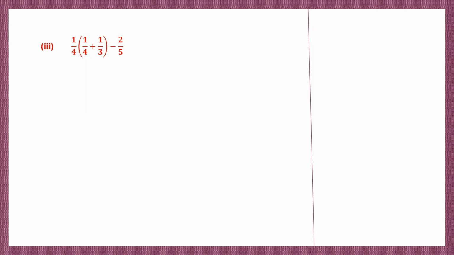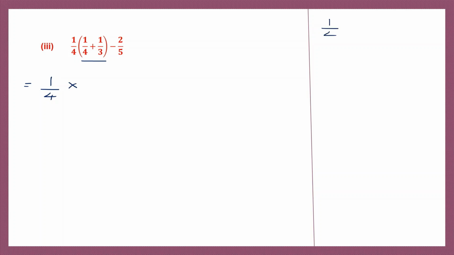Question 3. 1 by 4. Now, if there is no sign before the brackets, it's understood that it is multiplication. So 1 by 4 into, within brackets we have 1 by 4 plus 1 by 3 minus 2 by 5. That means the parenthesis has to be done first. So the rest of it we'll write as it is. So that is 1 by 4 into. Now let's work out what's within brackets.